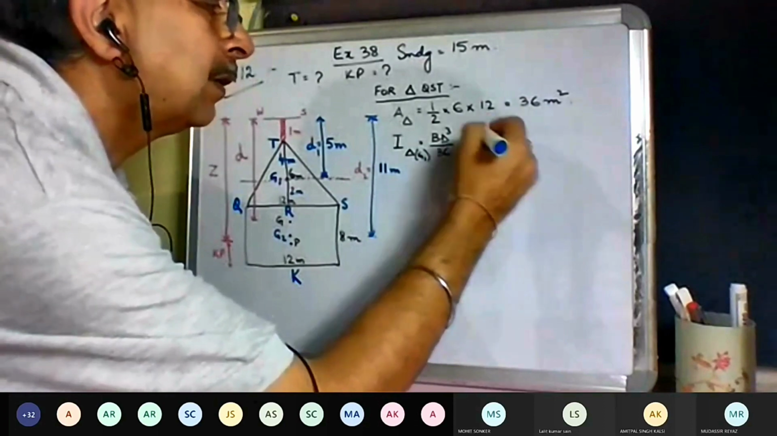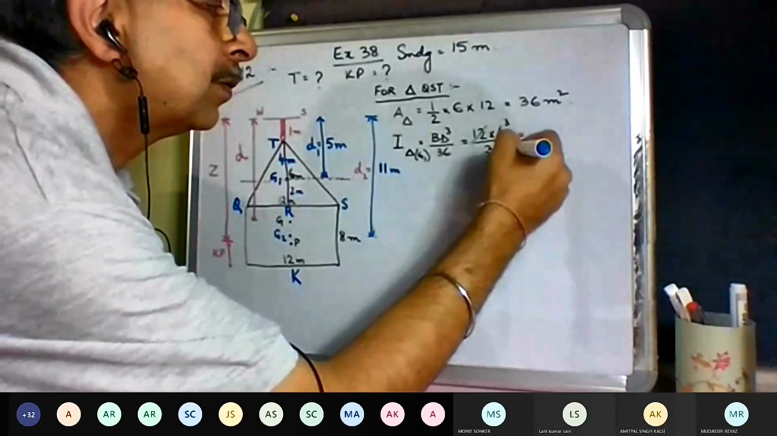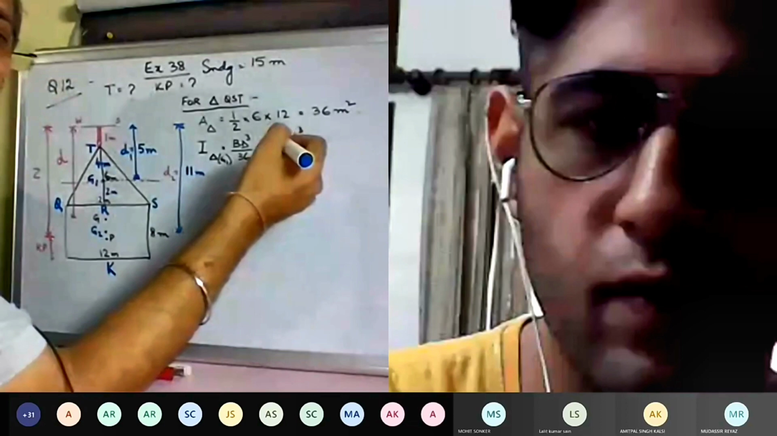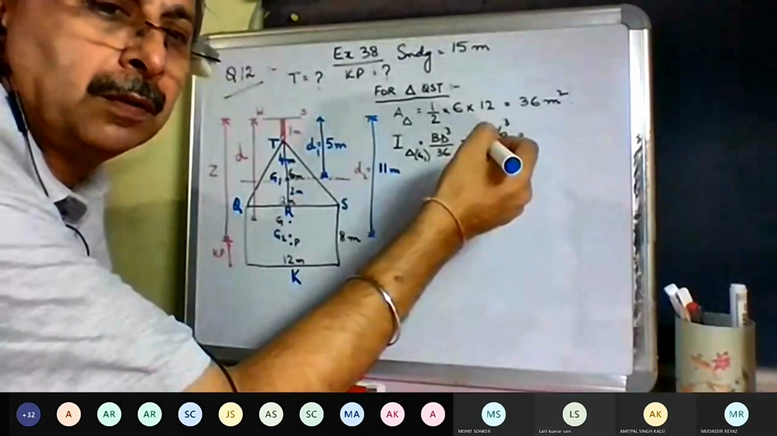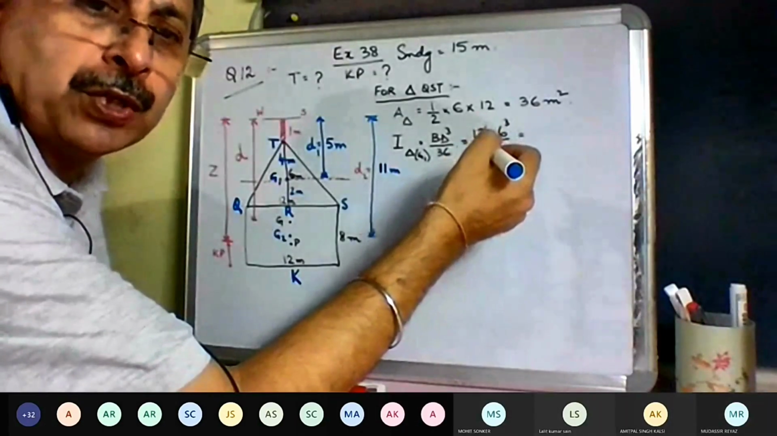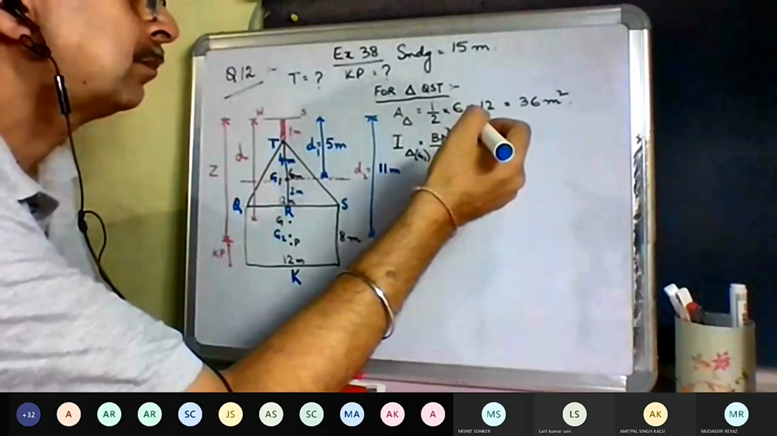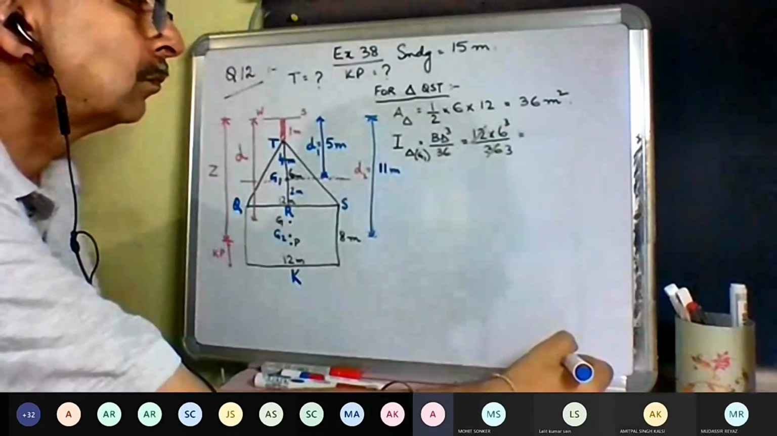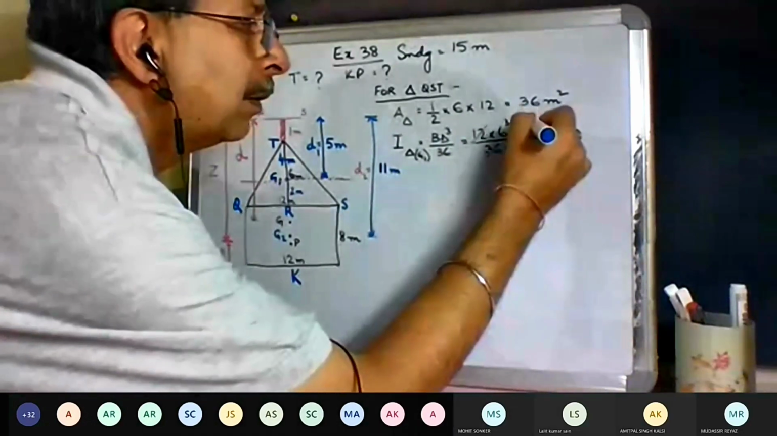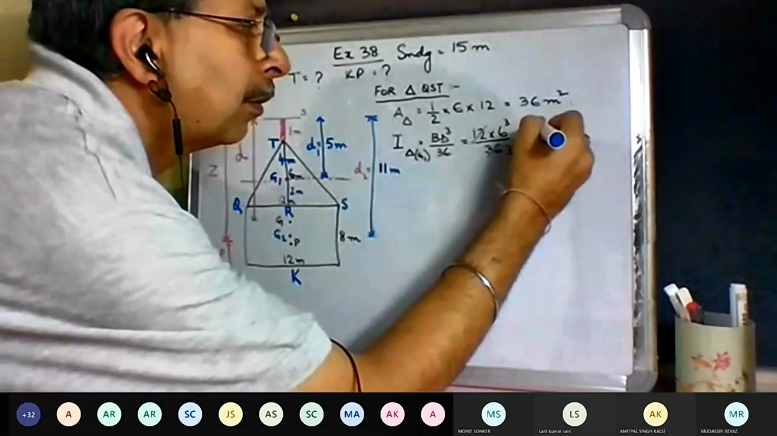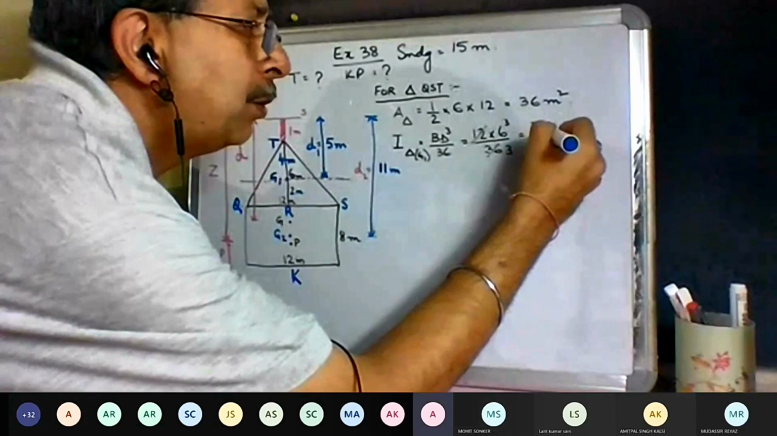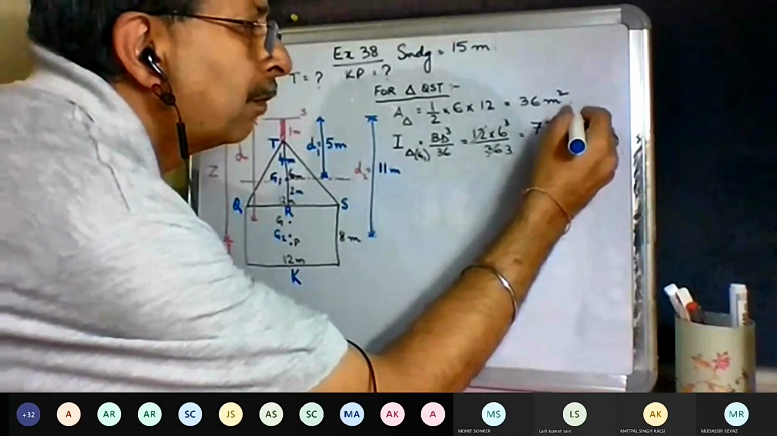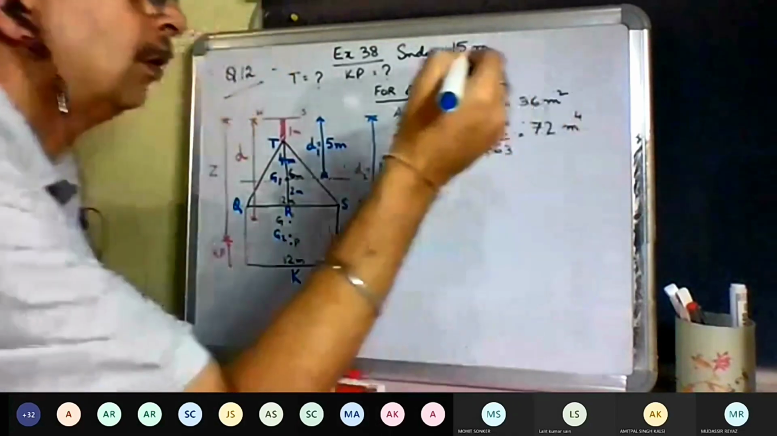12 threes are, so 6 cubed by 3. 72. 72 meters to the fourth.